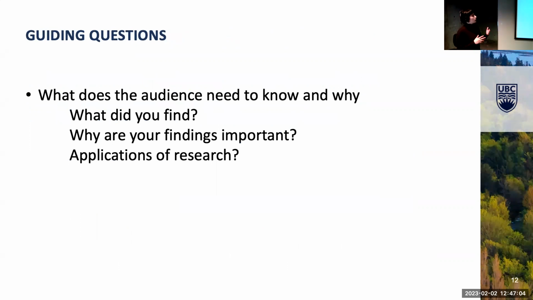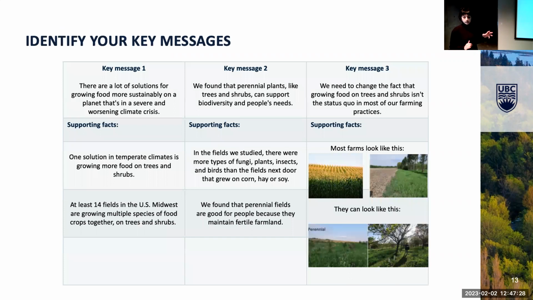You can ask some guiding questions as you write your key messages and as you provide your supporting facts. What does the audience need to know and why? You could even think of it as each key message answering each of these points. What did you find? Why are your findings important? And what are the applications of your research? I find this template helpful when I'm writing a lay abstract or even trying to outline a talk, with these key messages and then the supporting facts below them.